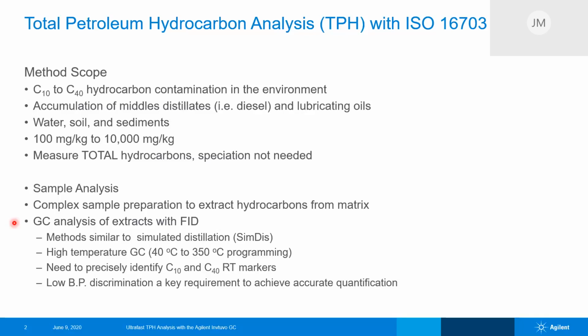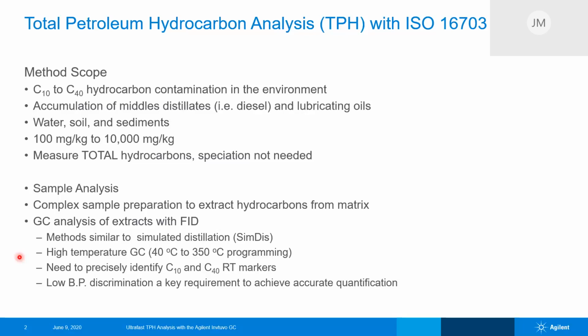So there's a lot of overlap and similarities between methods used in the industry for energy production and also in environmental laboratories. Typically what we'll be using is a high temperature GC, so we want to go from roughly ambient conditions, a little bit above ambient, 40 degrees centigrade, and then program the GC column up to 350 degrees.